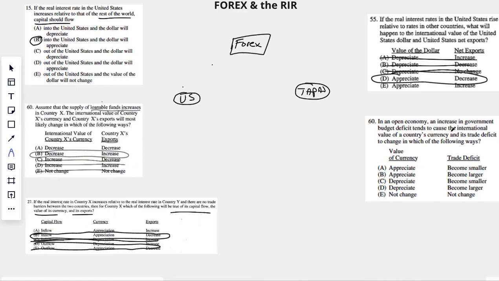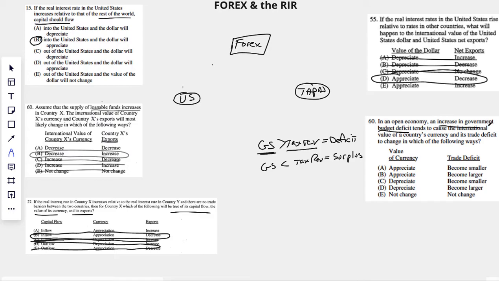In an open economy, an increase in government budget deficits tends to cause the international value of the currency and its trade deficit to change in which of the following ways. Now, this is a tricky question. When they talk about budget deficits, we should know from doing fiscal policy that when government spending is greater than tax revenue, we're going to have what we call a deficit, right? If government spending was less than tax revenue, we would have what we call a surplus.